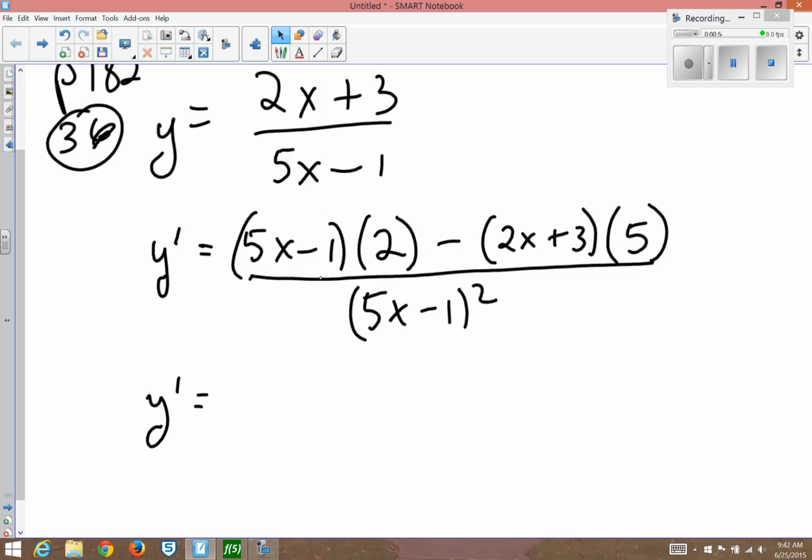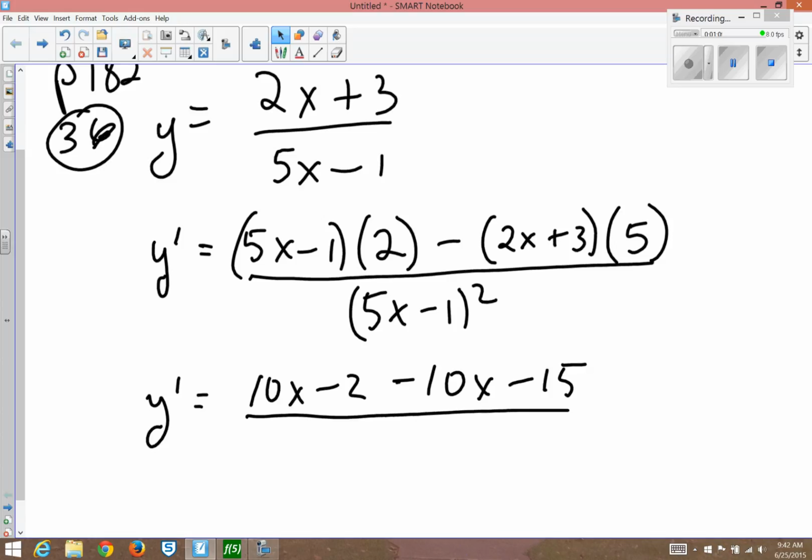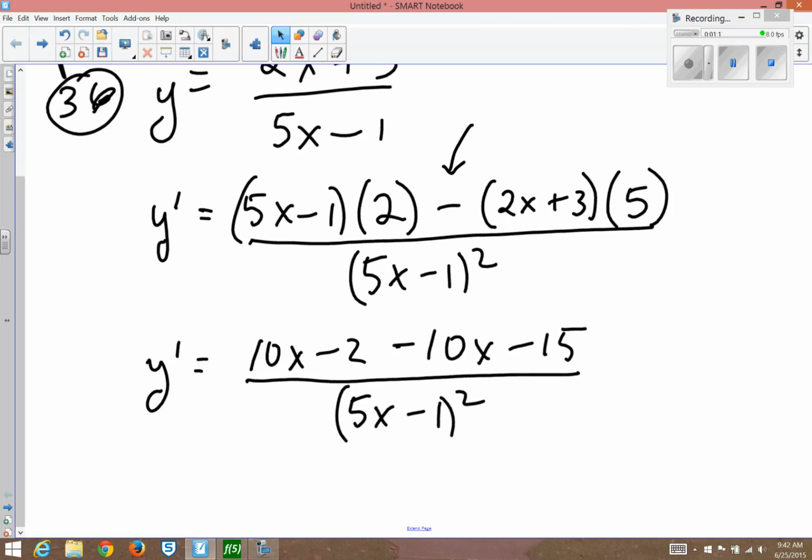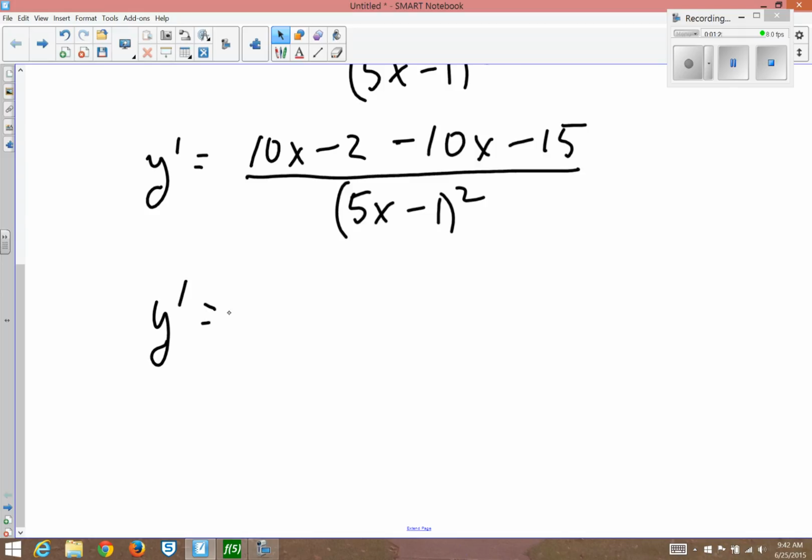Distributing the 2, we get 10x minus 2. Here we distribute the negative and also the 5. Negative 5 times 2x is negative 10x. And negative 5 times positive 3 is negative 15. All over (5x minus 1) squared. That's just distributing. Be careful with this sign. It distributes, but so does the 5. So y prime equals negative 17 over (5x minus 1) quantity squared.